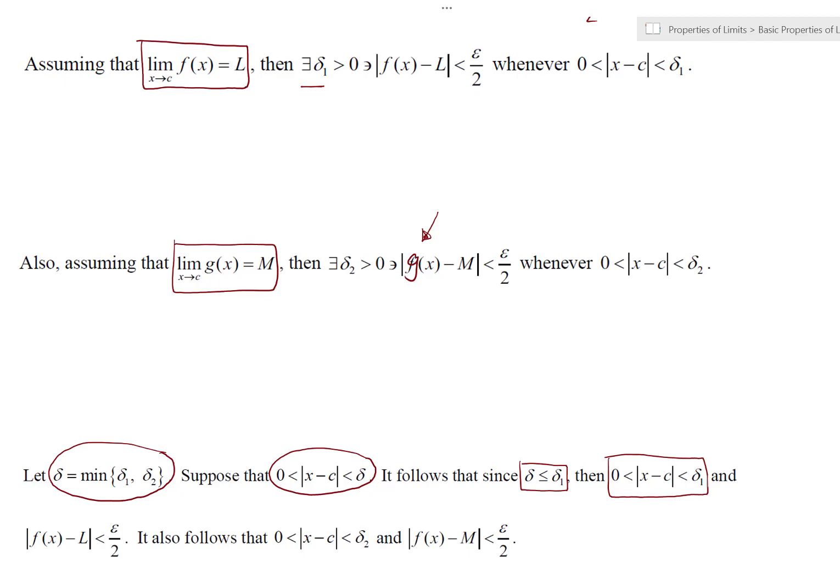It also follows, for that other delta, delta 2, that the magnitude of x minus c is less than delta 2 and positive, and again, this is a typo, the magnitude of g(x) minus m is less than epsilon over 2. Those are just the two definitions of the limits that we stated above in one statement, and now we're going to pick delta to be the minimum value of delta 1 and delta 2.